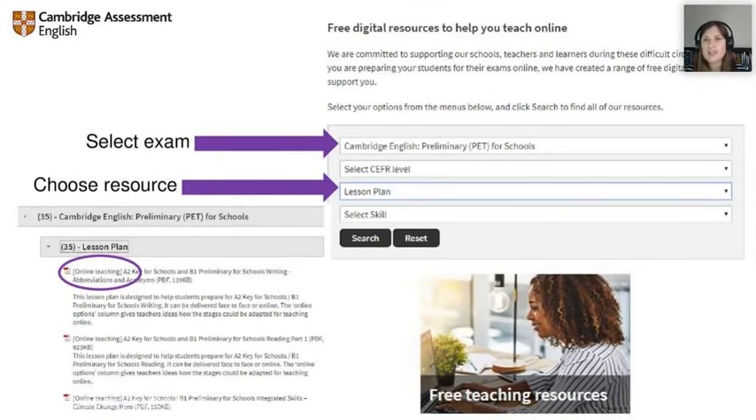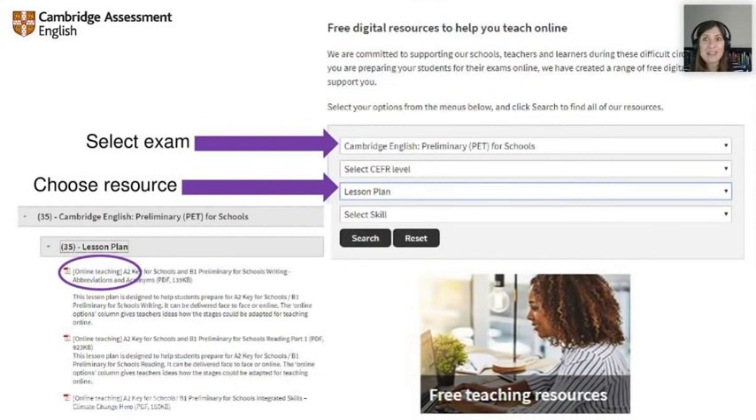Once you've clicked search, you'll see on the right a list of the plans that come up. You'll see that they're prefixed with online teaching. So you can see which plans have been created to help with online teaching and which are the regular plans. These really are a useful resource that will help to give you confidence in preparing your students for our exams.